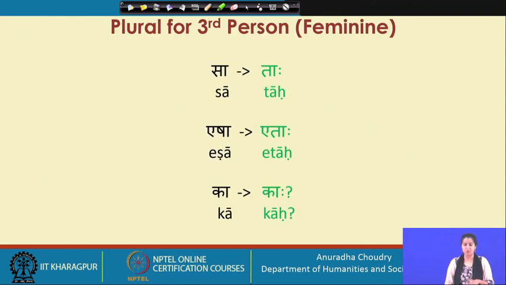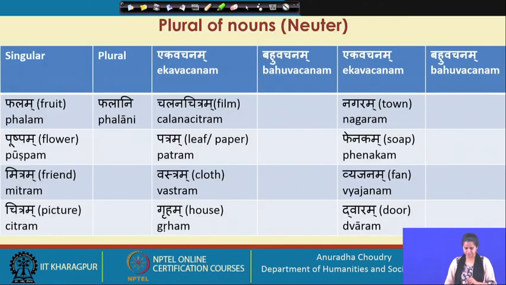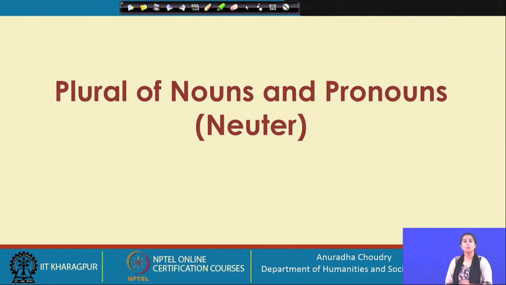Uttamam. Let's look at that now as we have it here. So, sa becomes taha. Esha, etaha. Ka, kaha. Very good. Moving on. So, we have the neuter forms here. Now, what do you think that would become?